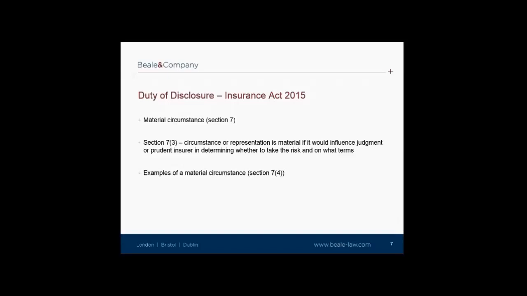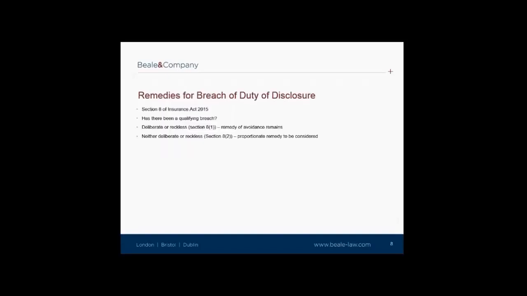What is a material circumstance? This is dealt with under Section 7 of the Act. Examples of what might be considered a material circumstance include special or unusual facts relating to the risk, any particular concerns which led the insured to seek insurance cover for the risk, anything which those concerned with the class of insurance and fields of activity in question would generally understand as being something that should be dealt with in a fair presentation of risks of the type in question.